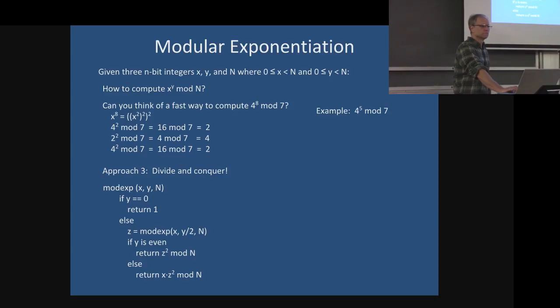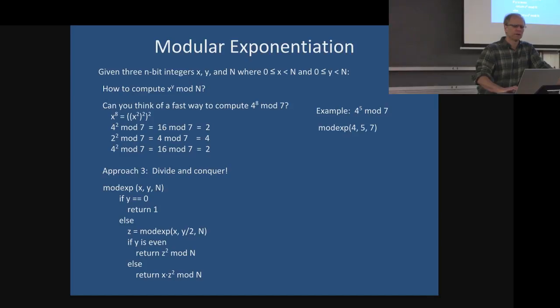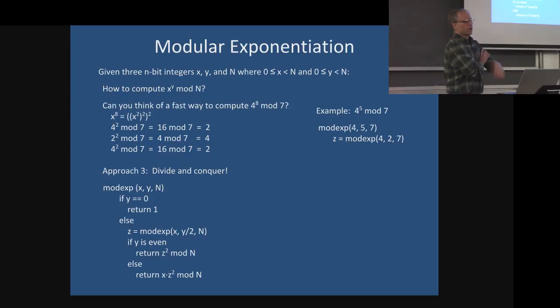Oh, this is a recursive one, so we have to go all the way down the tree and then go back up. Right, but to compute 4 to the 5th mod 7, what recursive calls are you going to make? Yeah, 2 layers. Mod exp for 2. Right, it'll divide, so there's our first call. It's going to try to compute 4 to the 2nd power mod 7. It'll divide that 5 by 2 and get 2. What recursive call will that make? Mod 4.